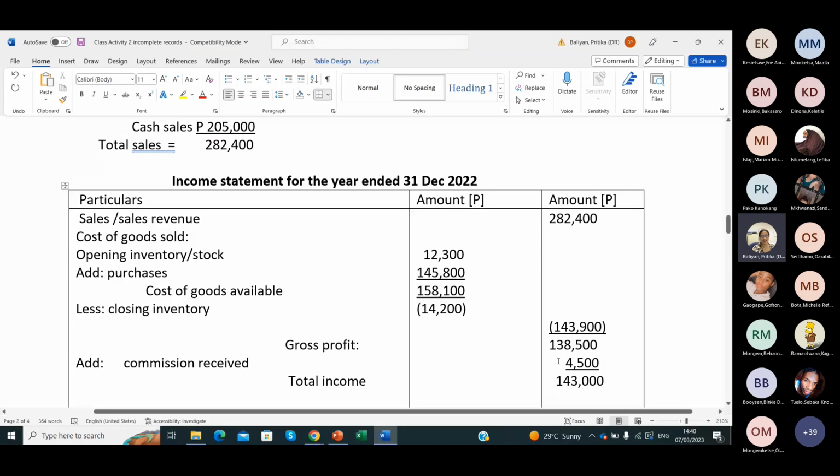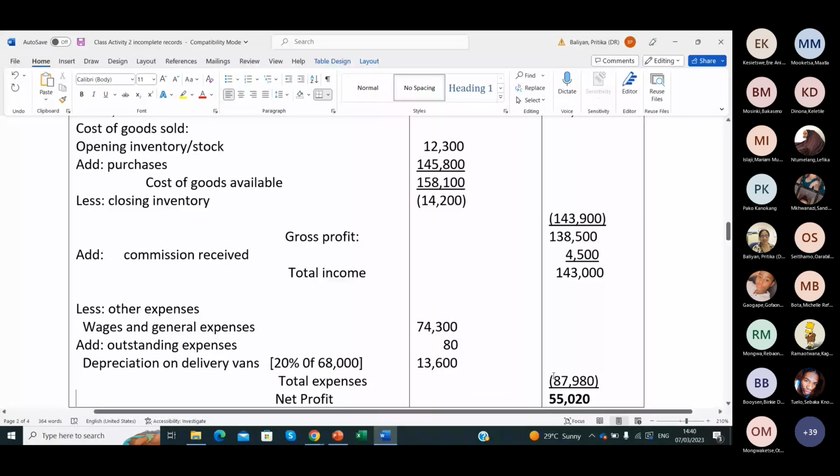Then we add the commission. How much commission is given? 4,500. So the total income becomes 143,000. From that we subtract the other expenses like wages and general expense, which is given as a cash payment.